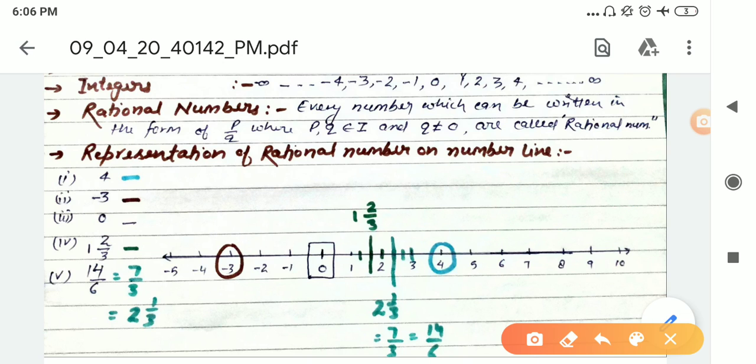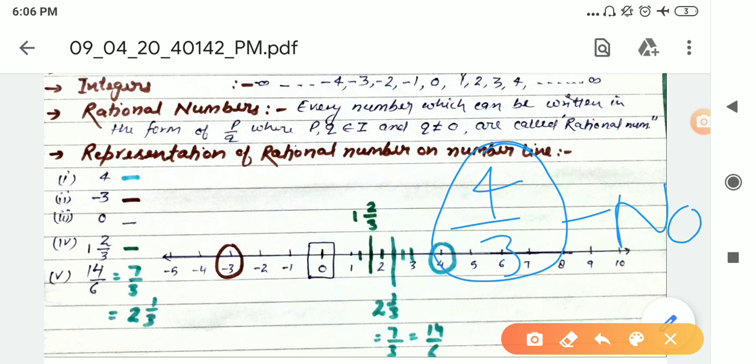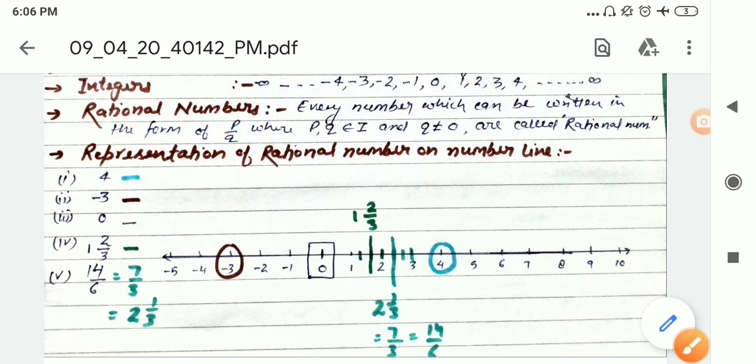But if we talk about 4 by 3, let me check whether this is a natural number or not. Our answer should be no, this is not a natural number because this is representing a fraction form. You got it? So every natural number is a rational number, but every rational number is not a natural number.